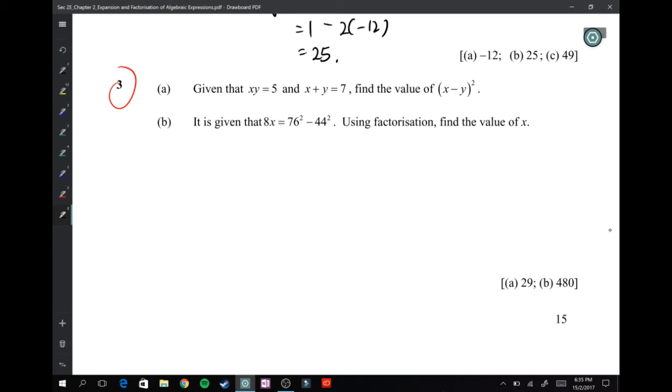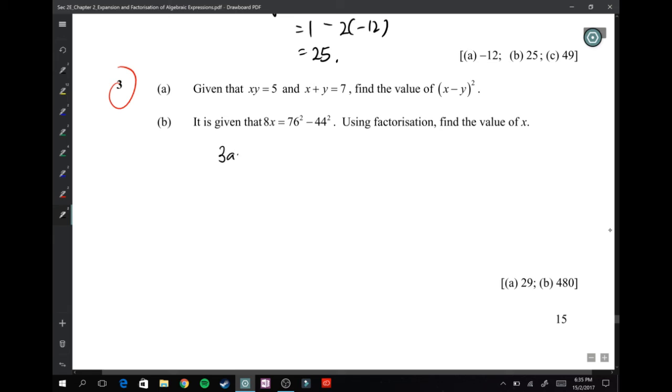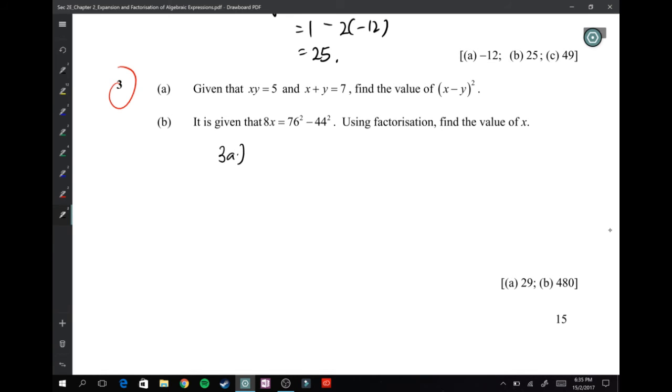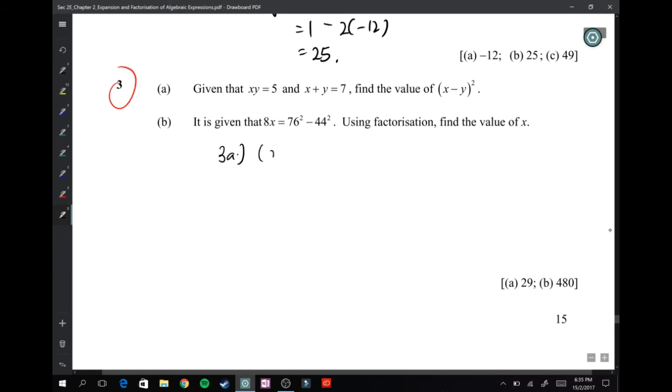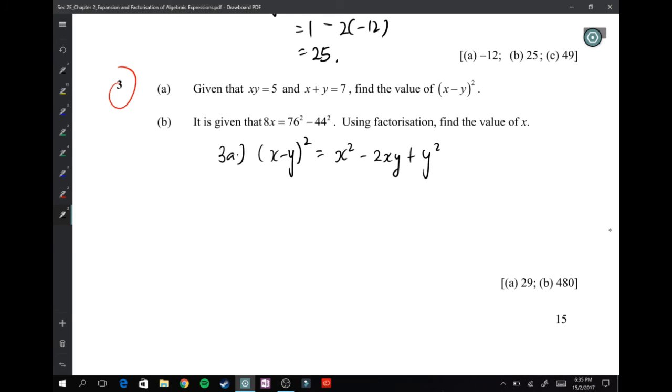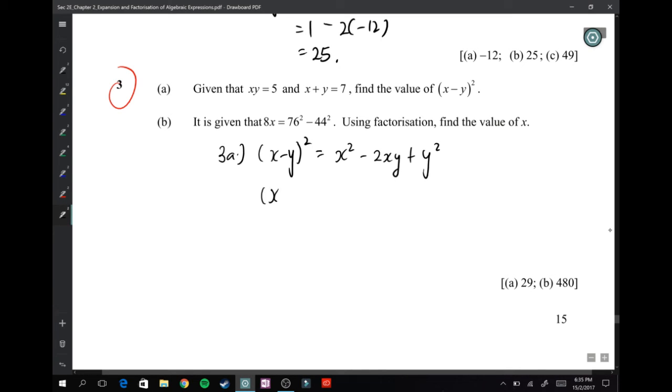Alright, okay, now 3a, xy is 5, x plus y is 7. Find the value of (x minus y) squared. Okay, so we have (x minus y) squared, right? You may want to expand to see if there is any inspiration you might want to use. Maybe you can get answers from here. Okay, so it doesn't seem like it, right? But you know you can do this, right?